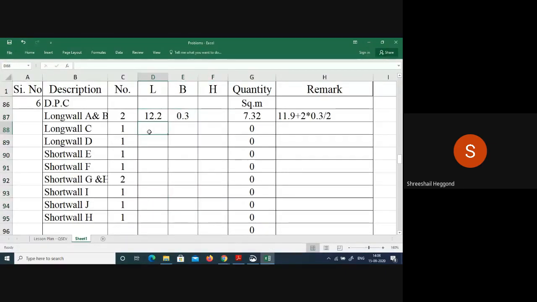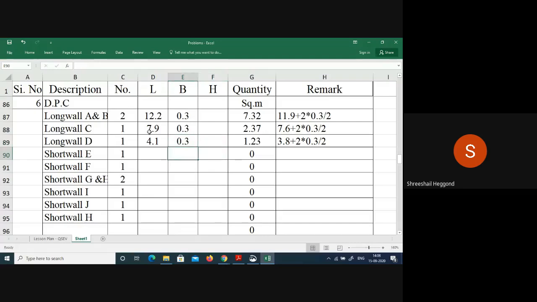Next is long wall C. Long wall C length is center to center 7.6, plus both the side you have to add, that is 2 into 0.3 divided by 2. Length will be 7.9, and breadth 0.3. And next is long wall D. The center to center length is 3.8, plus both the side you have to add, divided by 2. That will be 4.1.